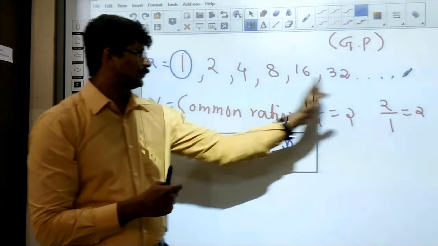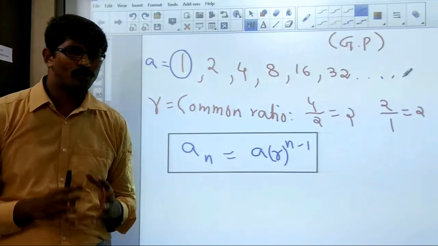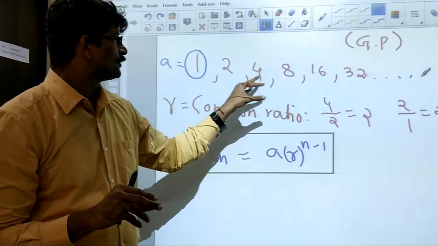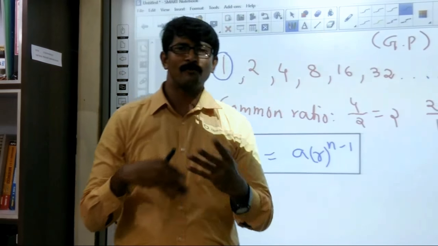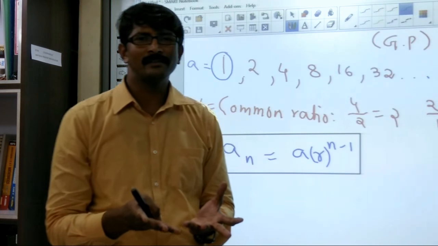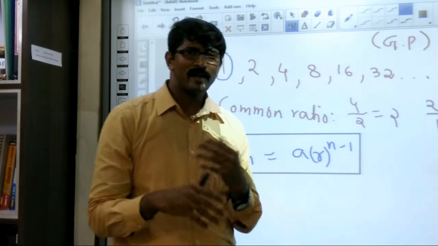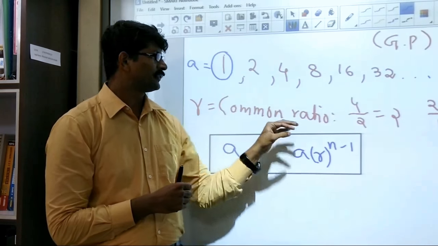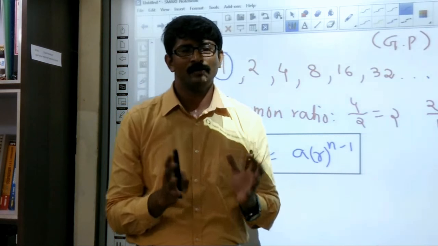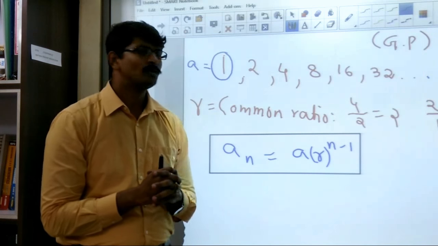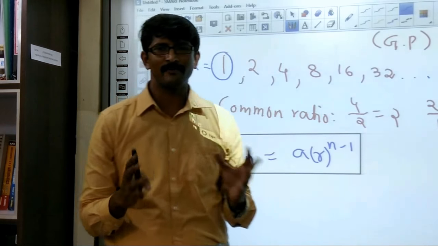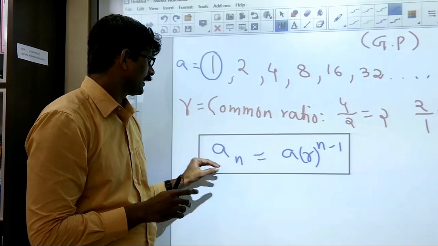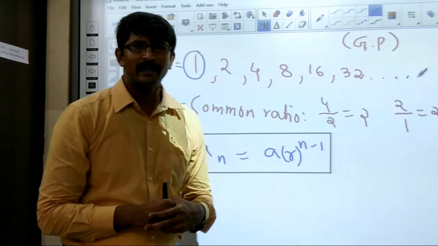So first of all, understand what is the basic difference between arithmetic progression and geometric progression. In arithmetic progression, we have a common difference, and in geometric progression, we have a common ratio. This is the basic difference between these two progressions, or the two sequences. So a_n equals a r raised to power n minus 1.